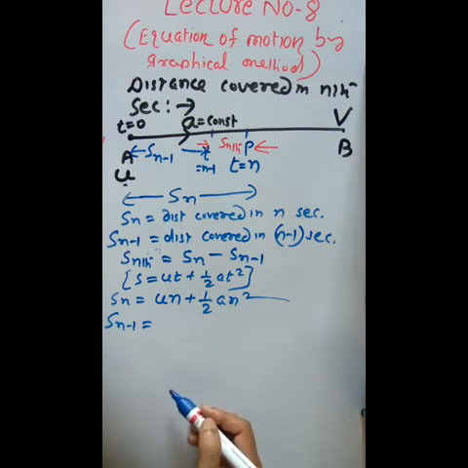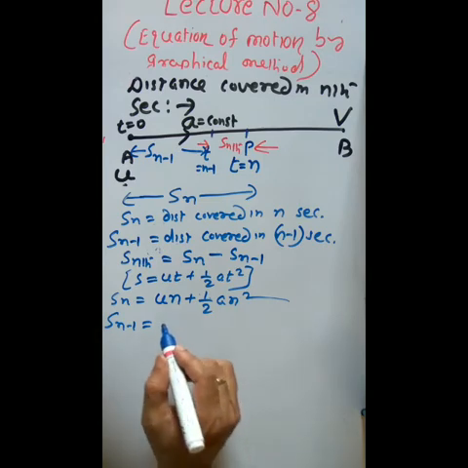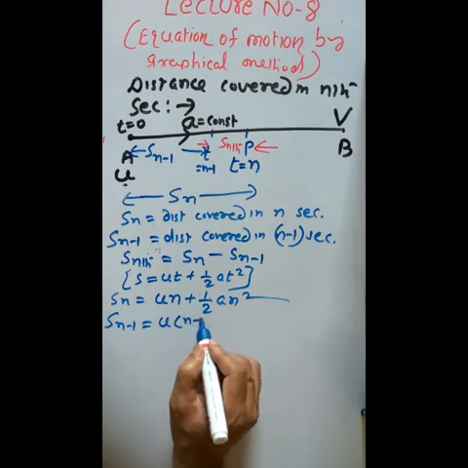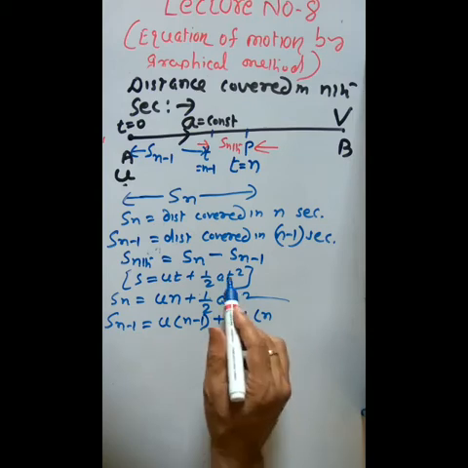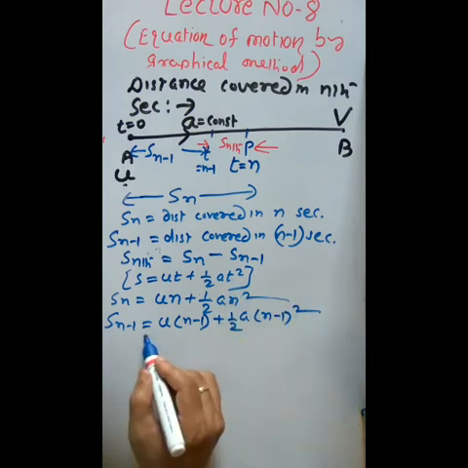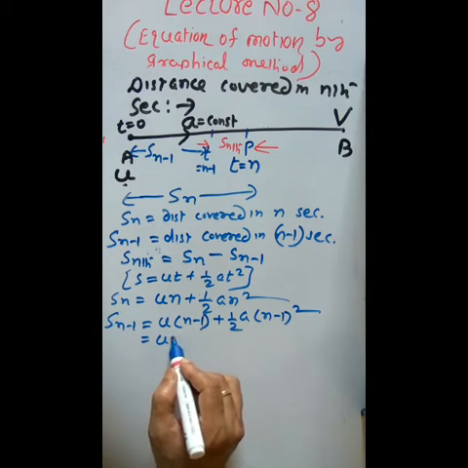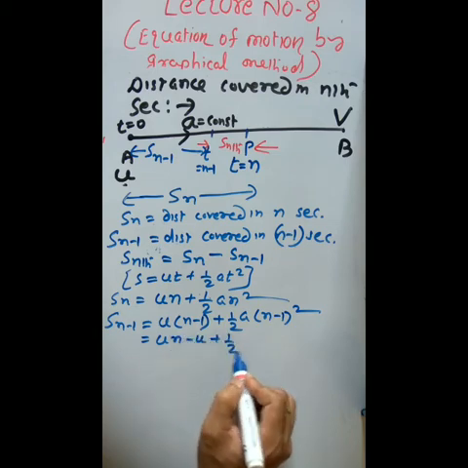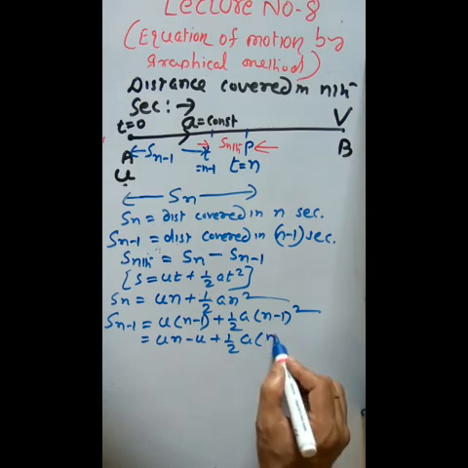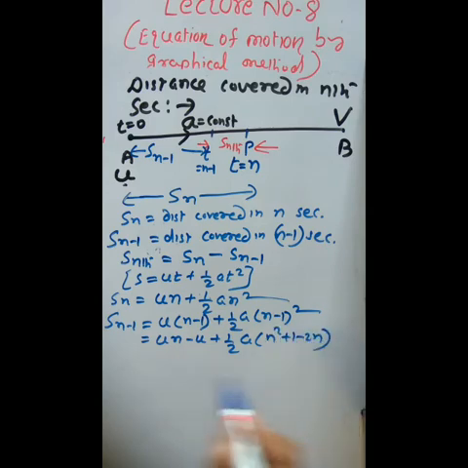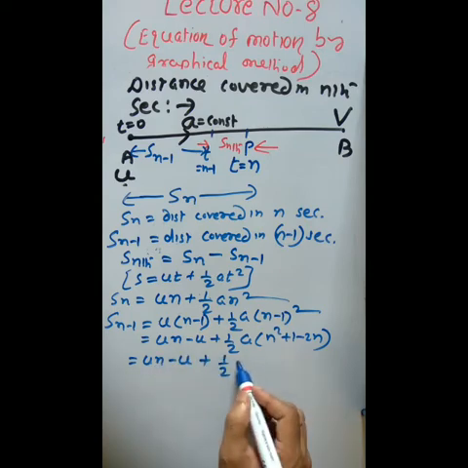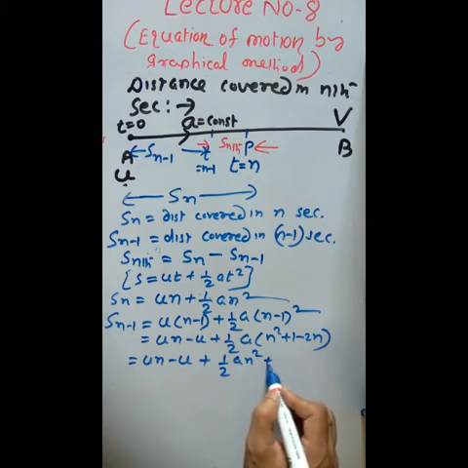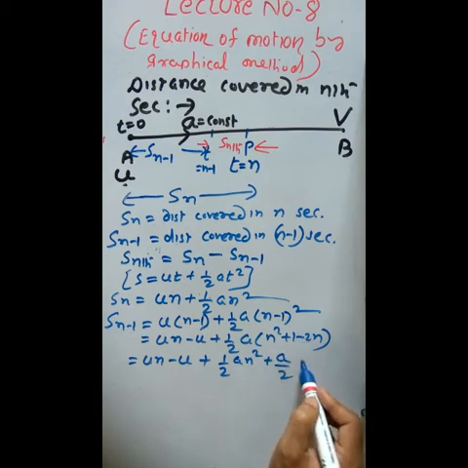Sn minus 1 is nothing but the distance covered in n minus 1 seconds. So it is equal to u into, in place of t you write n minus 1, plus half a into n minus 1 whole square. Which is equal to un minus u plus half a into n square plus 1 minus 2n. Which is equal to un minus u plus half a n square plus a by 2 minus half a into 2n, the 2 cancels, that is an.